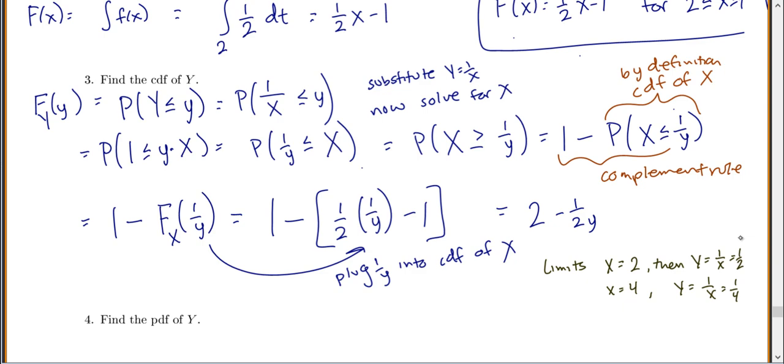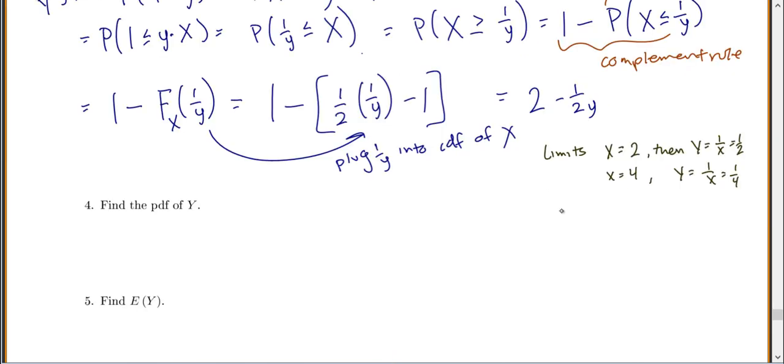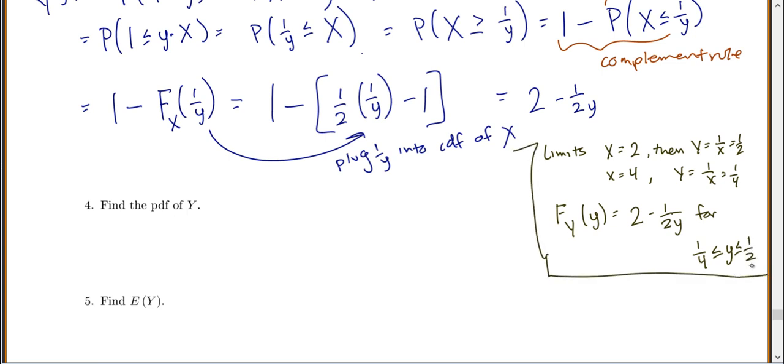Notice they did just kind of switch which one comes first. That's okay, doesn't really throw us off. So our final answer is that our CDF of y is equal to 2 minus 1 over 2y, for y between 1/4 and 1/2. So it does take a few tricks, it takes a lot of practice. But we did find the CDF of y.